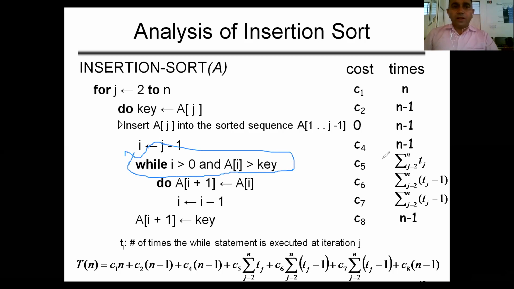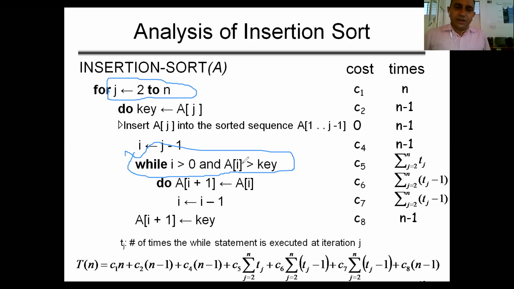We know that the for loop is going to execute n minus 1 times definitely because it is starting from 2. But the while loop is a conditional loop. If this condition is true, then it will execute. So its total number of times depends on the key, whether this condition is true or false. So this loop is taking variable time. If all keys are in reverse order, then it will execute the maximum time. If all keys are already sorted, then this loop will execute only one time.